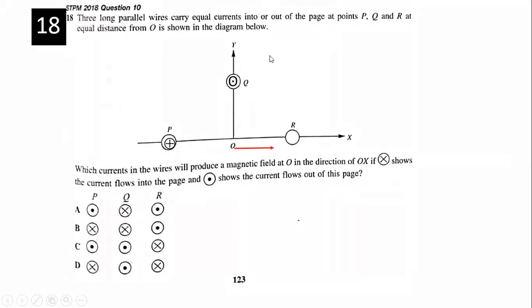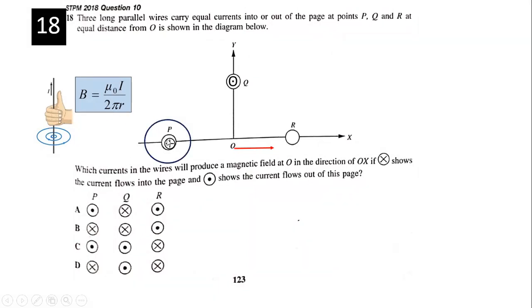In this type of question, you need to remember this one, right hand. The thumb represents the current. The direction of the field is shown by the fingers. It's always a circle, so in this case you need to imagine there's a circle there. Since the current is going in, it must be clockwise. So the field at this point is a tangent.